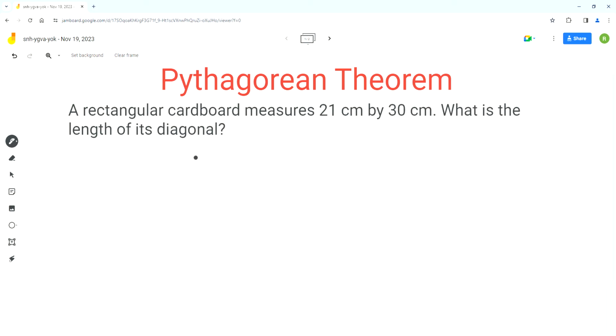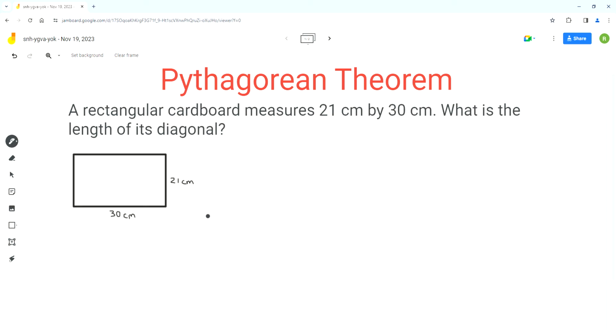Now since the problem is about a rectangular cardboard, we should draw a rectangle. So this can be our rectangular cardboard. Now we are given that this cardboard measures 21 centimeter by 30 centimeter. So we can label the longer side of this rectangle as 30 centimeter and its shorter side as 21 centimeter. Now we have to calculate the length of its diagonal.